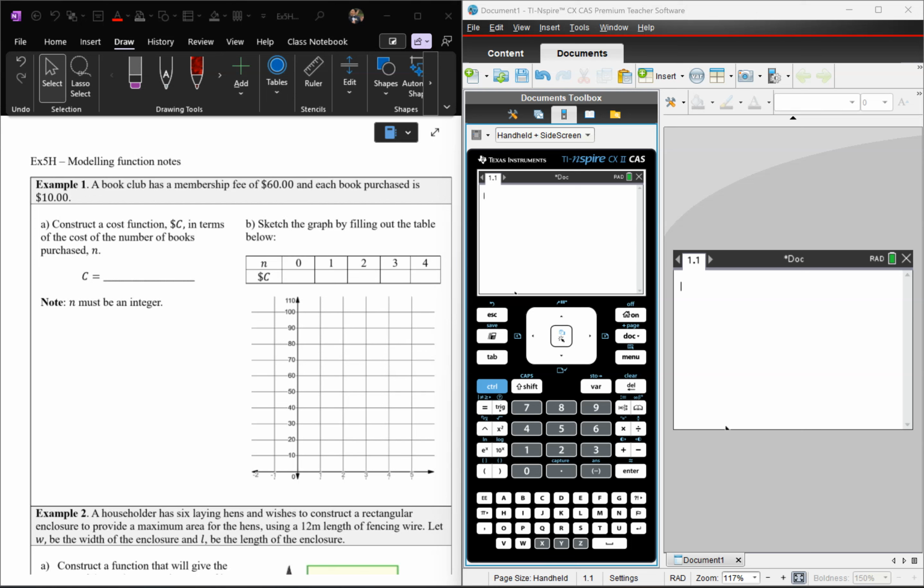All right, here we go. So 5H, last exercise of chapter 5. It's just tying everything together. You've got a sketch, find domain, find range, and then apply it to the current context. So let's have a look at the first example.